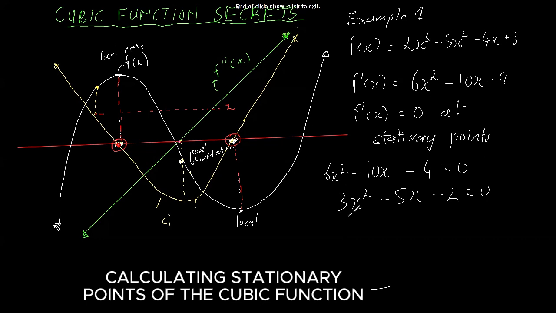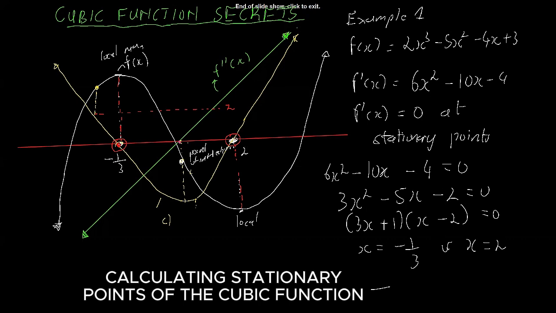So if we factorize it, it's going to be 3x plus 1, and then here it's supposed to be x minus 2, right? So this is going to give us x equals negative 1 over 3, x equals 2. Now, let's assume that these are our values, negative 1 over 3 and then 2.